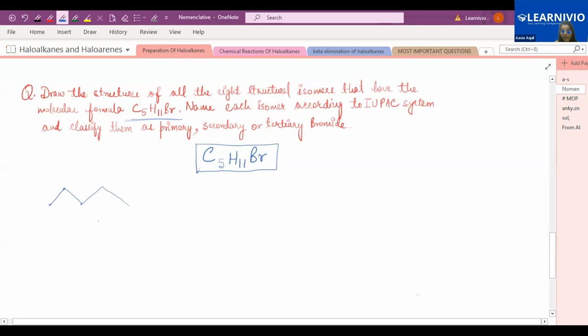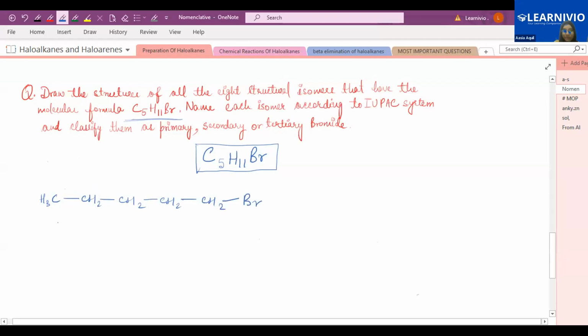Is it clear? Basically, these corners tell us about the number of carbons: 1, 2, 3, 4, and 5. Now 5 carbon is there, and obviously the hydrogen will be 11. Or simply you can draw it like this. Suppose this is your CH3, CH2, CH2, 3 carbon, 4 carbon, 5 carbon, and the bromine is attached over here. Yeah, the normal structure, normal chain.